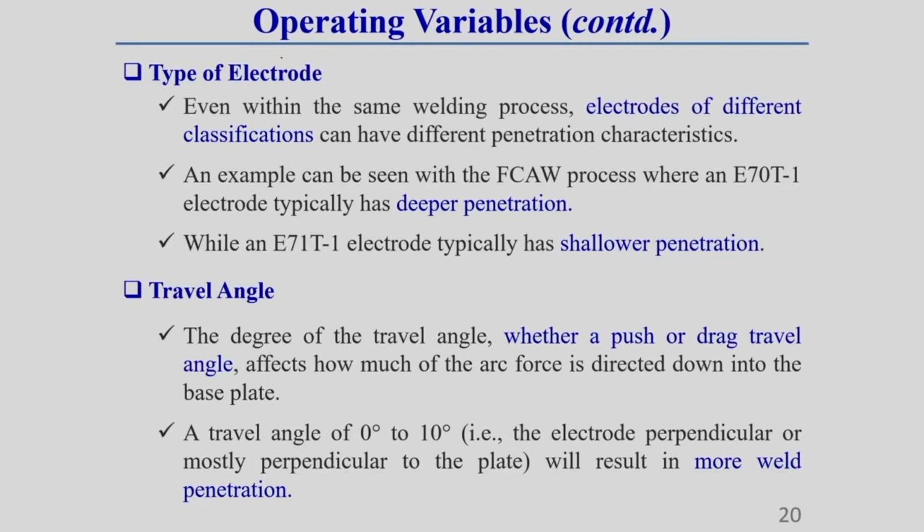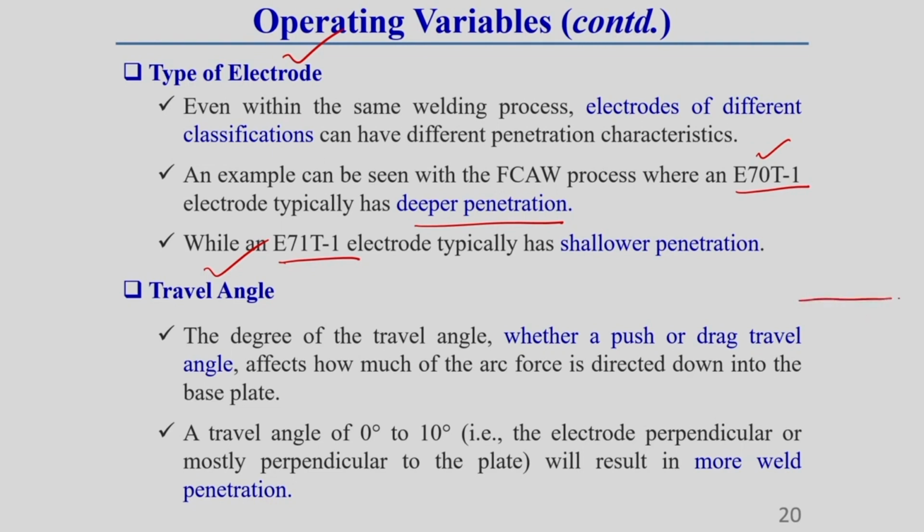Here you can see the first one is called type of electrode. What I have told you, depending upon the type of electrode, the penetration varies for a particular welding operation. Like for an electrode of type E70T1, which is a very popular electrode used in the flux core arc welding process, generally there is deeper penetration than if it is E71T1. Even with the same welding process, due to a change of this electrode, we can get different penetration. Similarly, travel angle also has a significant effect on penetration.